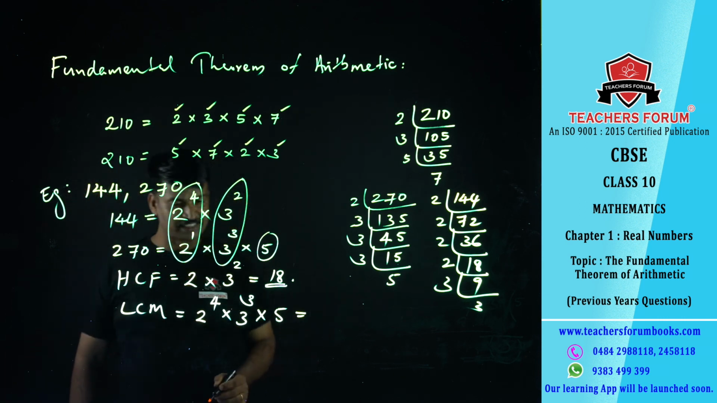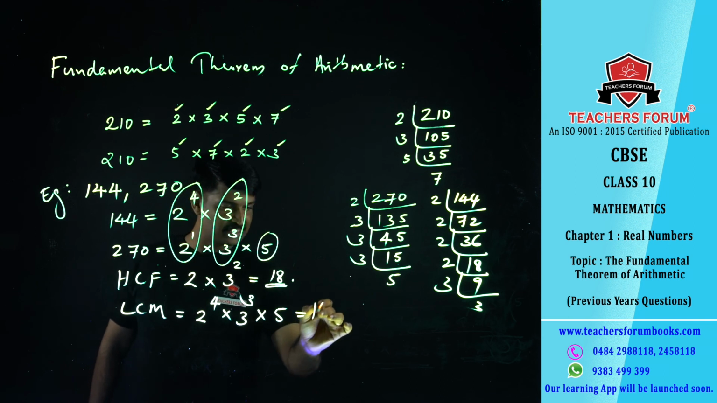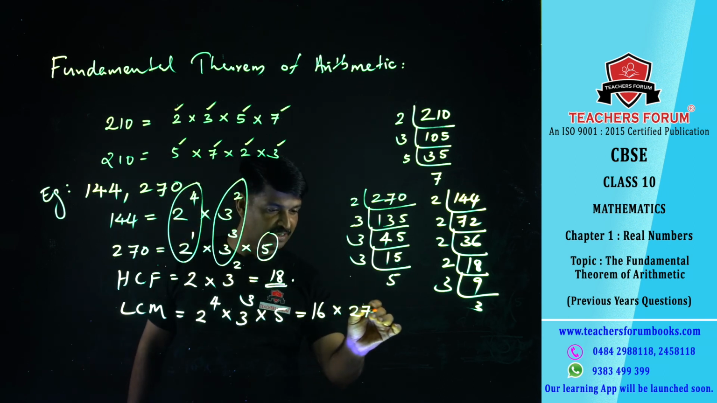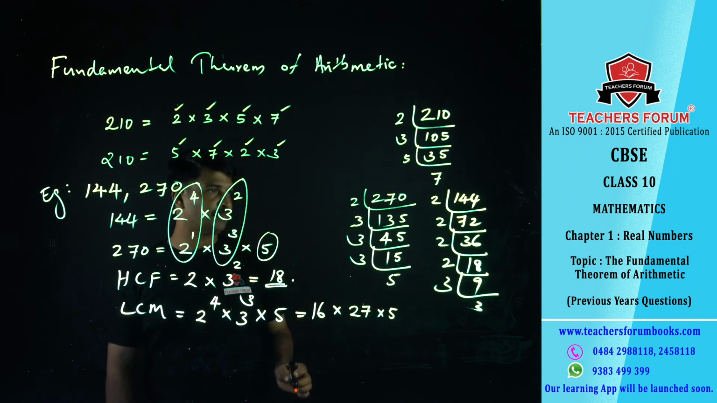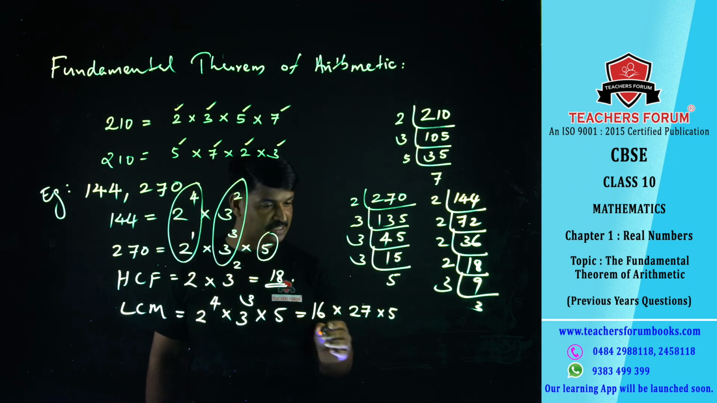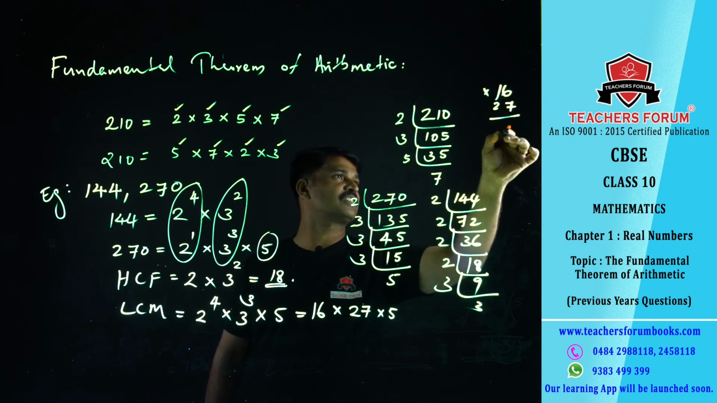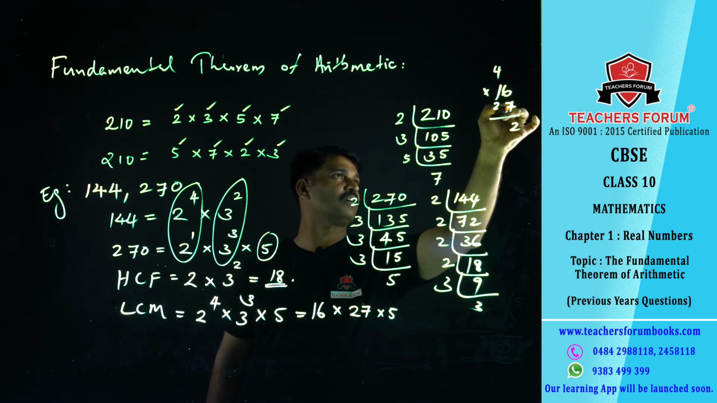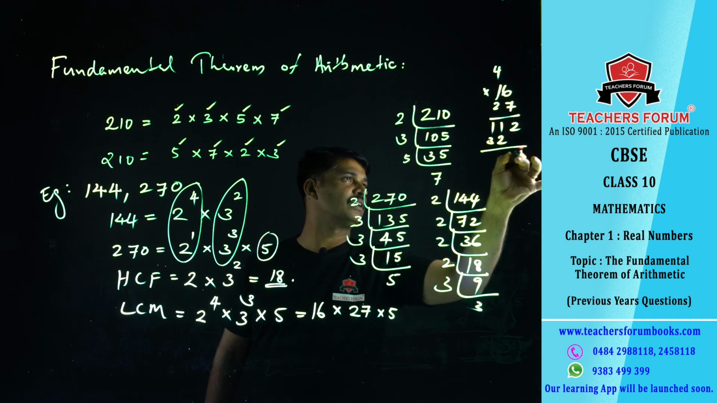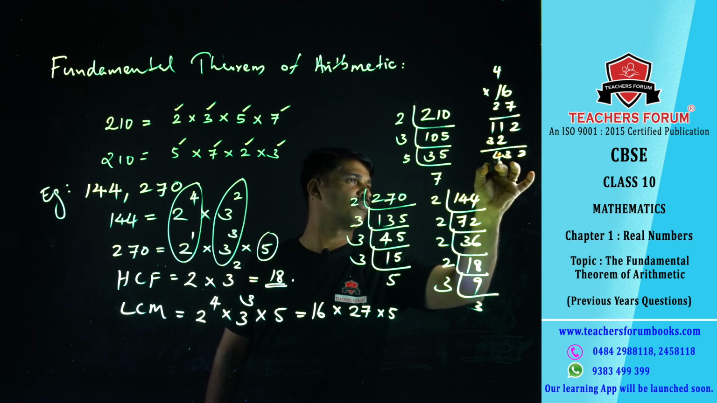Let us find what is LCM. 2 raised to 4, you know, that is 16. What is 3 raised to 3? That is 9, 3 3s are 27. Into 5, let us multiply first. What is 16 into 27? 16 into 27. 7 6s are 42. 4. 7 plus 4, 11. 2 6s are 12. 1. 2 plus 1, 3. You will be getting 3, 4.